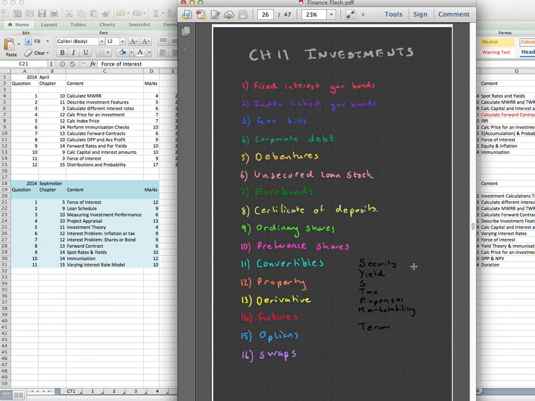And then afterwards, System T, which you'll come across in the exam CA1, it's meant to talk about the security, talk about the yield, talk about the spread, talk about tax, the expense, the marketability, and the term of these investments. But yeah, this is very much a theory question. I didn't spend too much time on it because it's only worth 4 marks, and I have done the later subjects, but it is a nice foundational material for your later exams.